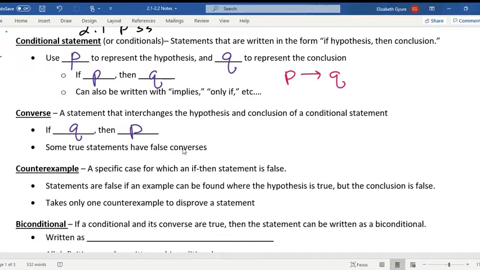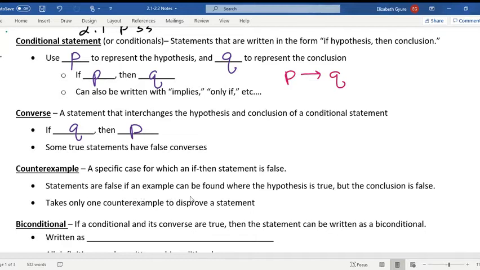Right? We can find what is called a counterexample of that. And a counterexample is a specific case for which an if-then statement is false. So if I say something like, if I live in Indiana, then I live in Chesterton, well, maybe I don't. Maybe I live in Valpo, right? That would be a counterexample. I'm showing that statement is false. And it doesn't have to be false more than once. If something is shown to be false just once, then it is false.